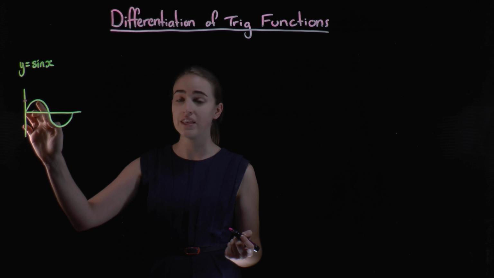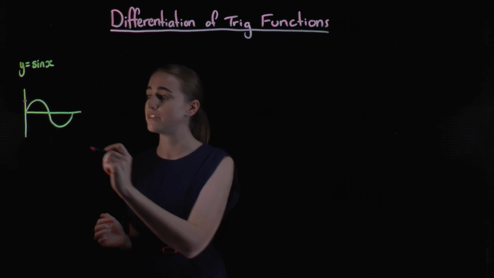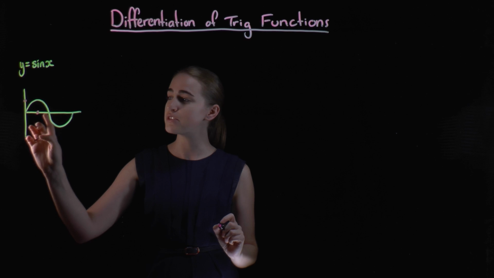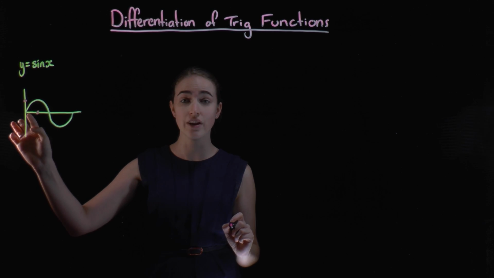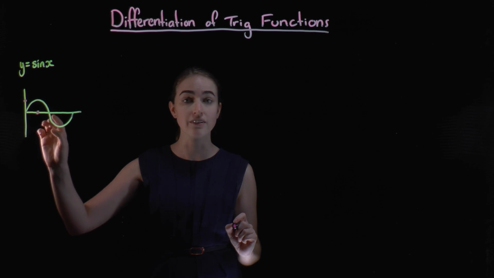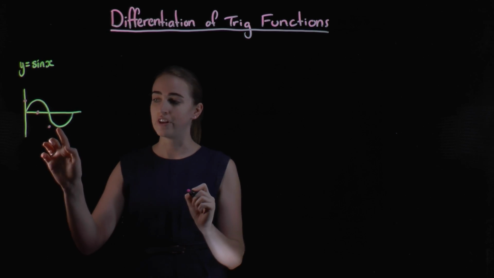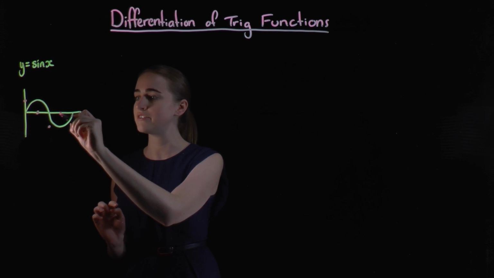We know that at this point here, that's a stationary point, so it's going to have a gradient of 0. So put a dot there. Now this one here, we can figure this one out. If we know that here it has a gradient of 1, then at this point here, it's going to have a gradient of -1. Then we have another stationary point here, so a gradient of 0.